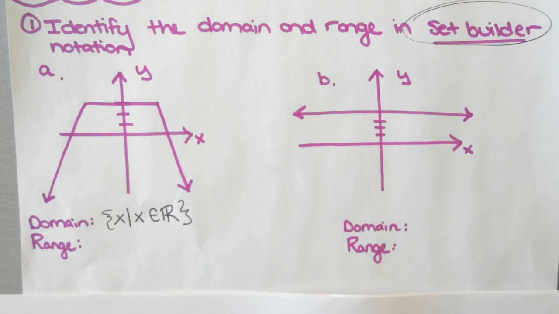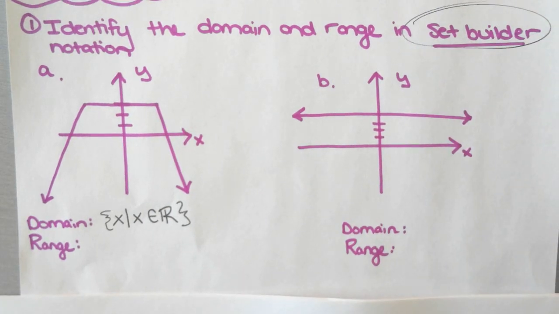So remember, we are in set builder notation, so make sure you read the directions. Set builder notation is when we have those braces and we have the line. Remember, instead of a line, you could also put a colon, and that would work as well. For my range, who wants to give me my range for 1A?